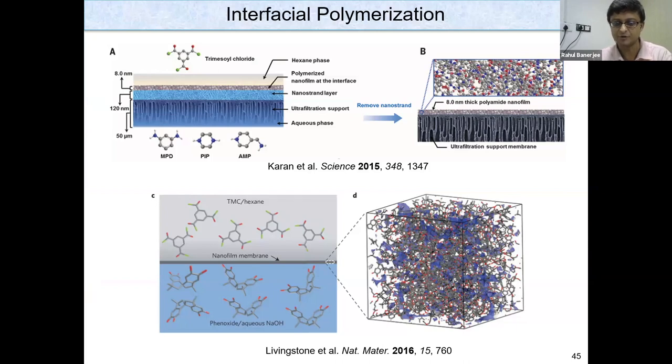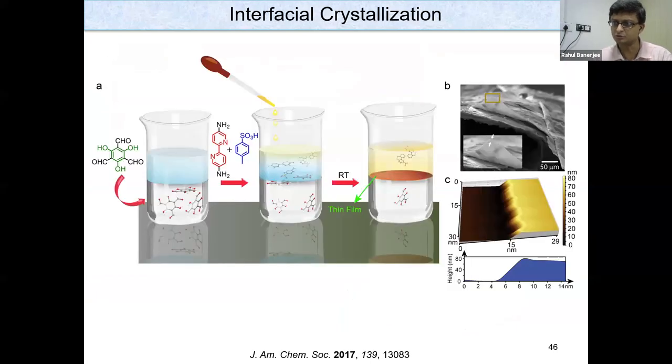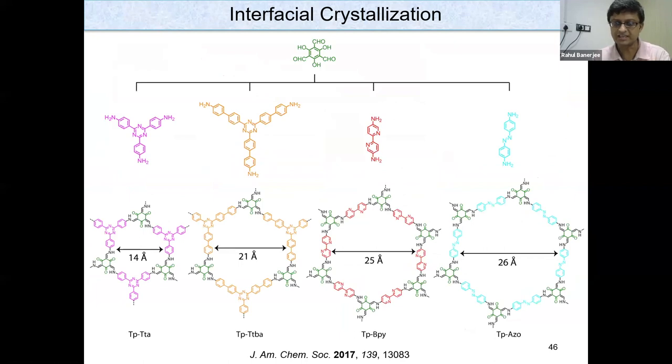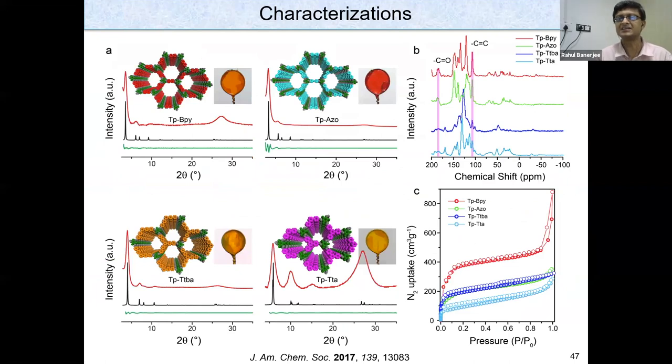The idea came from Andrew Livingstone. As I told you, Shantanu was a postdoc with Andrew at that time, and they have been using interfacial polymerization for quite some time. So we thought, why don't we use the same methodology to do a simple interfacial crystallization to make these very simple thin films, which we have been doing so far, and make them from scratch. My student Kaushik picked up some of these covalent organic frameworks and very nicely grew these thin films by interfacial crystallization starting absolutely from scratch.